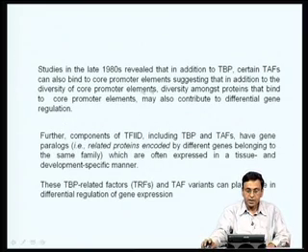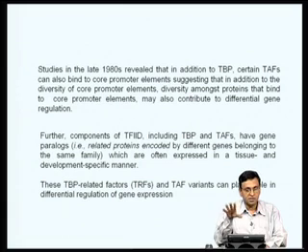Studies in the late 1980s revealed that in addition to TBP, certain TAFs also bind to core promoter elements, suggesting that in addition to the diversity in core promoter elements, diversity among proteins binding to core promoter elements may also contribute to differential gene regulation. This is the first point I want to emphasize in this class. In the last class I told you diversity in the core promoter elements itself contributes to differential gene regulation, but now I am going to tell you diversity in the TAFs and diversity in TBPs can also contribute to differential gene regulation. This was discovered sometime in the late 1980s.